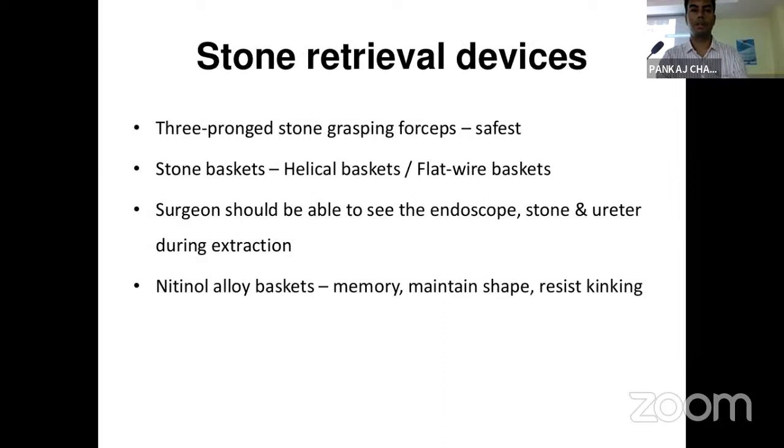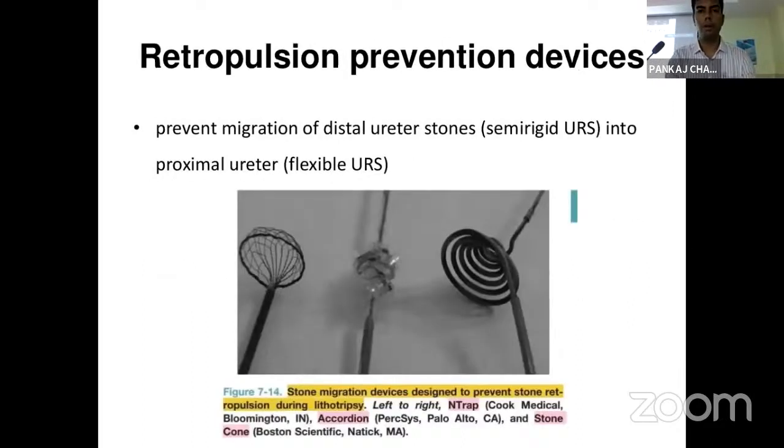Stone retrieval devices: the safest one is the 3-pronged stone grasping forceps. Stone baskets are also available, which may be helical baskets or flat wire baskets. Surgeons should be able to see the endoscope, stone, and ureter during the extraction. Nitinol alloy baskets are also there, which have a body that maintains shape and also resist kinking.